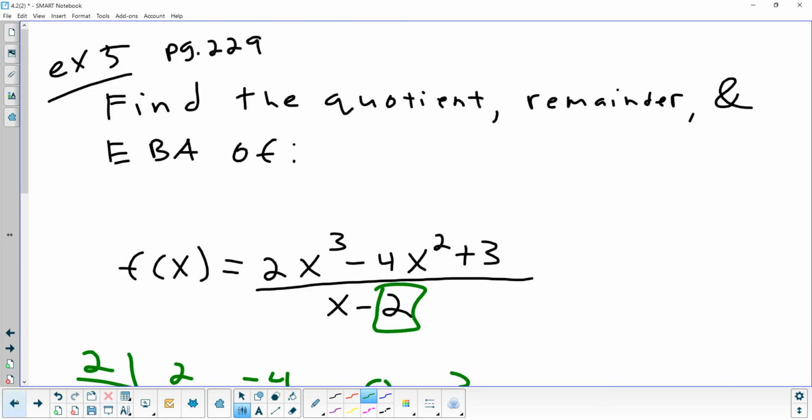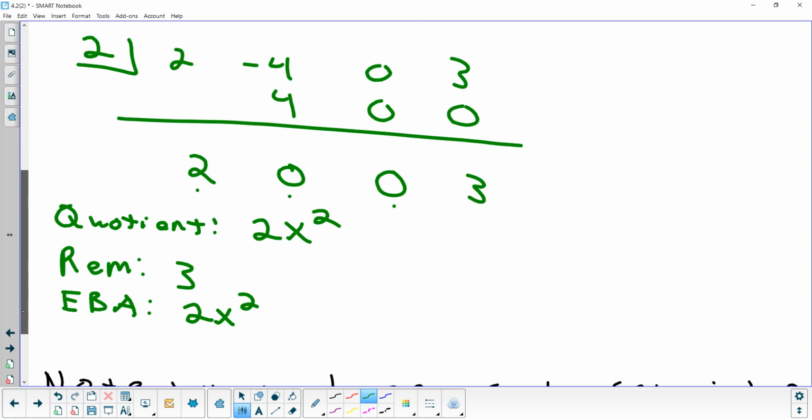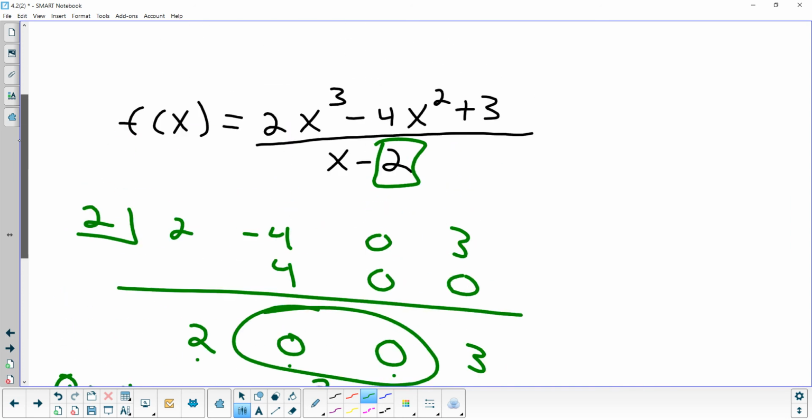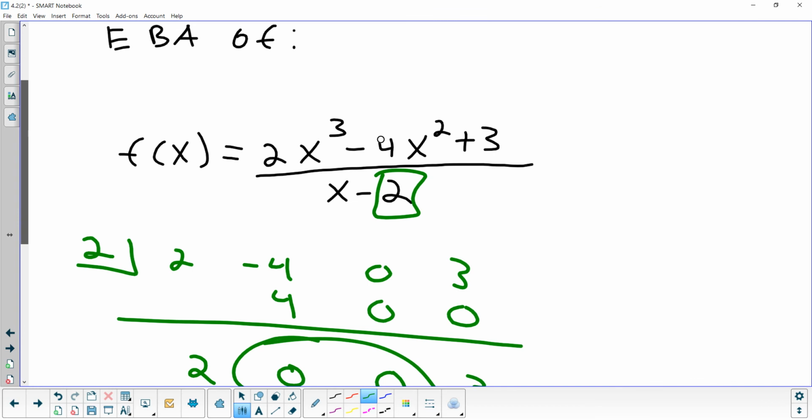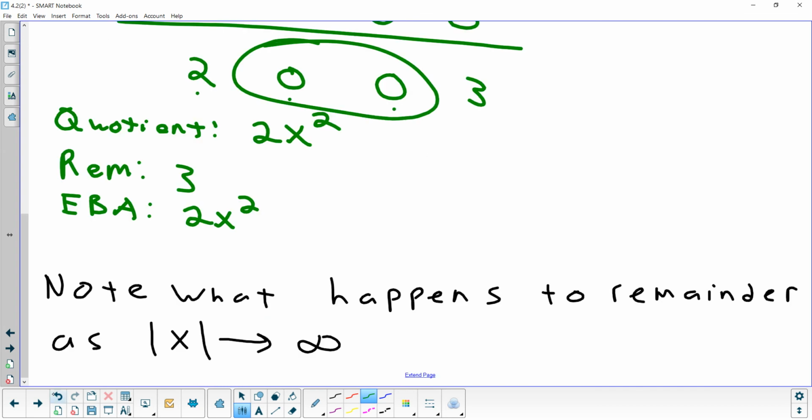And in the problem we just did, the EBM would be 2x squared, and the EBA is 2x squared. That only happened because these both came out to zeros. Just the way it worked out with the numbers. If I changed one of these numbers to be like a 2, now you're probably not going to get zeros in both of those spots. So the EBA would probably have a constant or a linear term, where the EBM wouldn't.